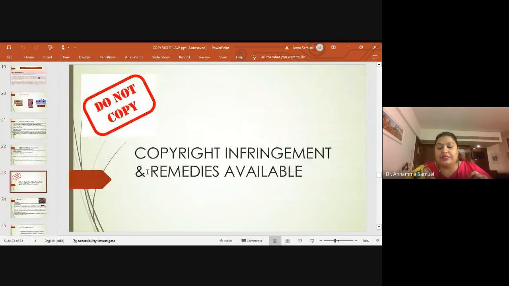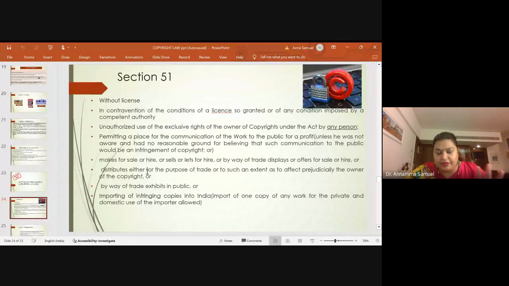Now, Section 51 talks about copyright infringement. If any of the exclusive rights given to the copyright holder is being used by anybody without a license, that is infringement. Even if there is a license in existence, if the licensee goes beyond or in contravention of the conditions of the license, then also it will be an infringement. Unauthorized use also will be an infringement. Permitting a place for the communication of the work for profit is also infringement.